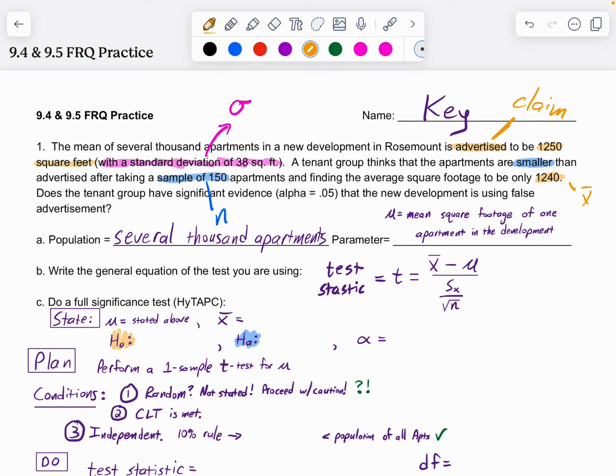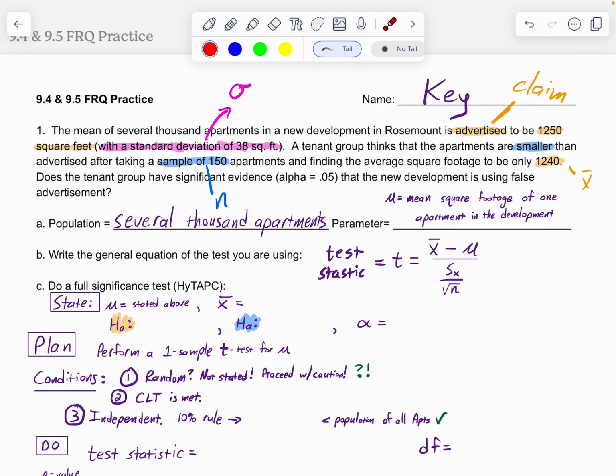All right. The population here is several thousand apartments. Okay. The parameter we're looking for is mu, which is the mean square footage of a single apartment in this development. The general equation, this is on your cheat sheet. Okay. We're going to get the test statistic.